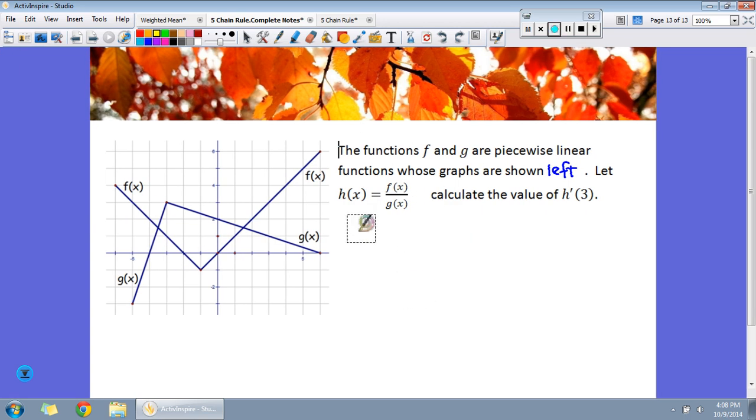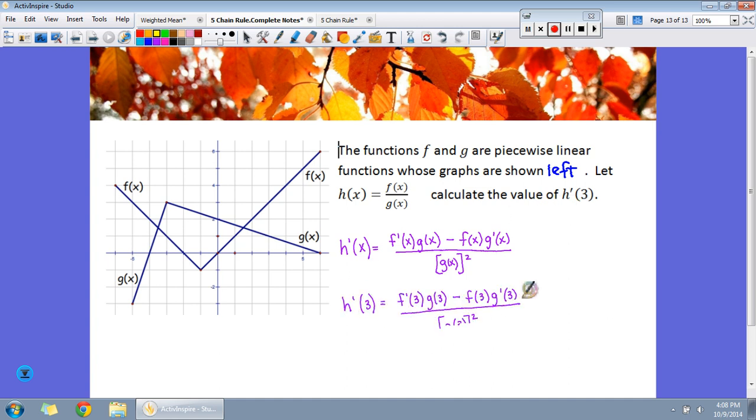And our last question is quotient rule. So g of x is the linear piecewise function that looks like this, and f of x is the linear piecewise function that looks like this. We first need to calculate the derivative of h of x using quotient rule. Quotient rule says we've got the derivative of f times g minus f times the derivative of g all over g squared. If we want to calculate the value of h prime of 3, we're going to plug in 3 everywhere that there's an x.